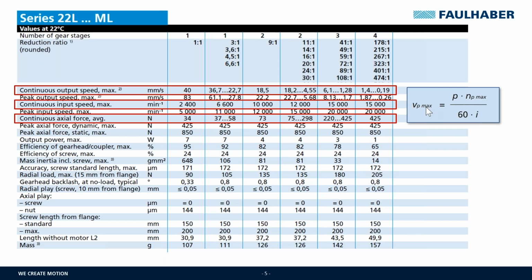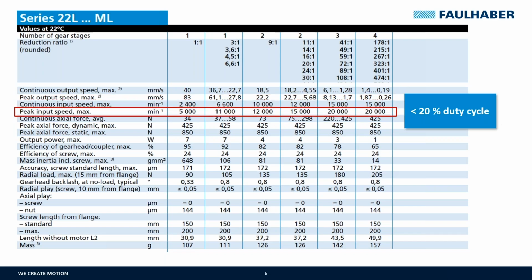The peak output speed is calculated out of the maximum permissible rotational peak speed, the lead screw, and the reduction ratio by this formula. The maximum continuous input speed and the continuous axial force serve as guideline. It is possible to operate at higher values, but lifetime will decrease. To obtain optimal performance and lifetime, the recommended values should be considered.